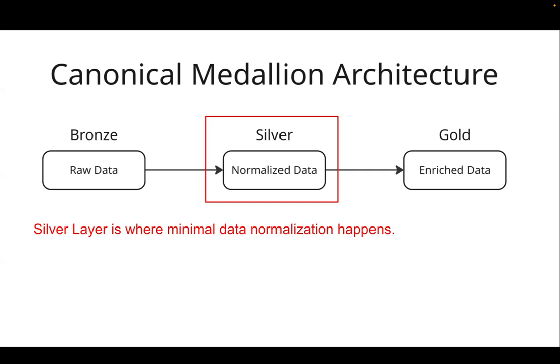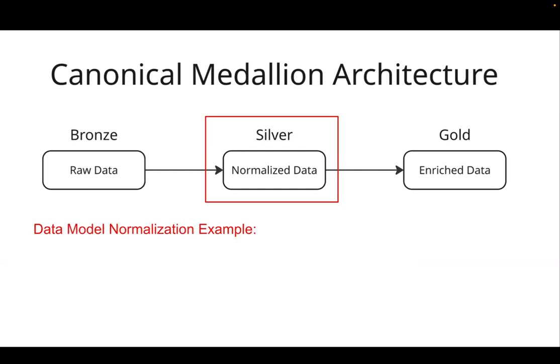And so that's the bronze layer. The silver layer is where minimal data normalization happens. What do I mean by minimal? Really, this boils down to standardizing the data model and standardizing atomic level vocabulary. By atomic level vocabulary, I mean the values that we allow within fields that are coming in the raw data. So let's go through examples of both of these.